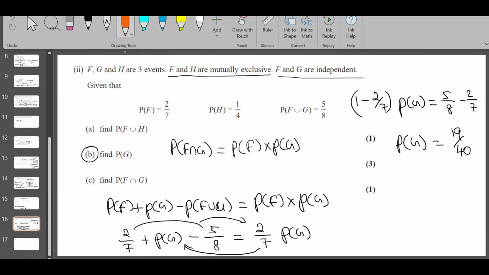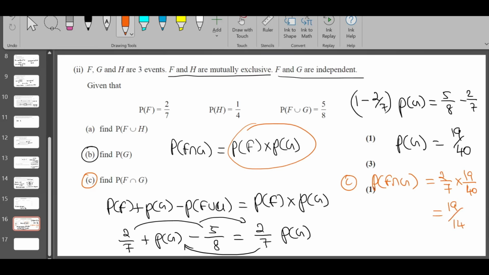So now part C, find P of F intersection G. We know F and G are independent, so sub in this formula: 2 over 7 times 19 over 40. When you simplify, you'll get 19 over 140 as the answer.